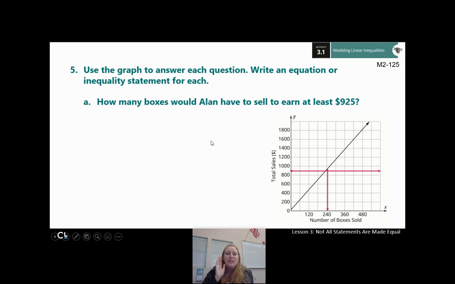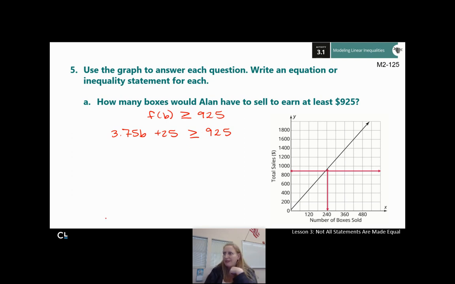If you don't believe me, we can set this up as an equation. Remember how we said you could do f of b, and we're like at least. If it's at least, that means more is good, less is bad. So I would say greater than or equal to 925. So my function needs to be greater than or equal to 925. But we know what the function is, right? We said at the very start of this that the function was 3.75b plus 25 is greater than or equal to, in this case, 925. And you can solve this just like you solve an equation.